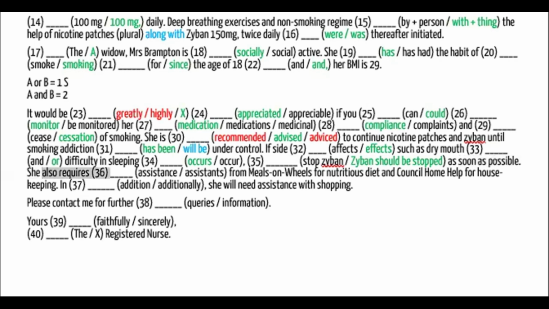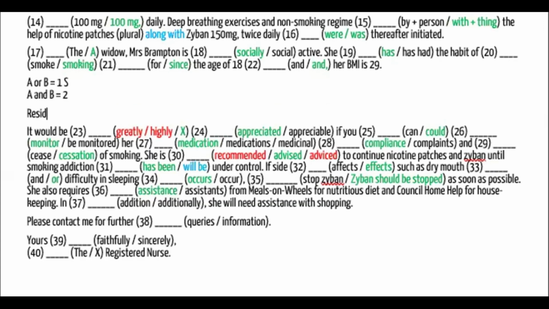She also requires assistance. Assistance means the people who are doing the assistance. And you know the difference here, residence and residents. What is the difference? Residents are people who live in a place called residence. So residence is a place, whereas residents are the people who reside in a residence. Okay, that's a good way.